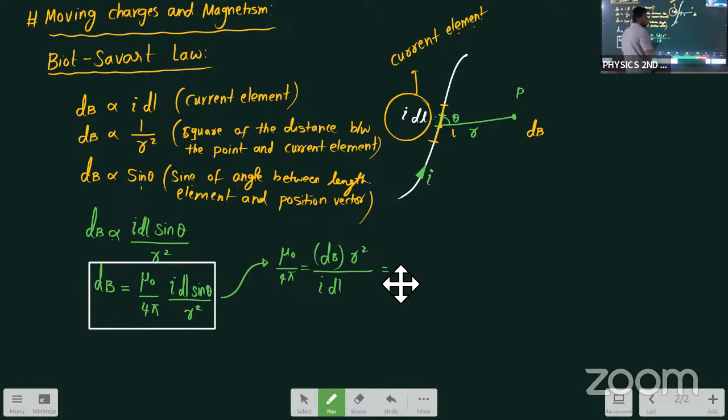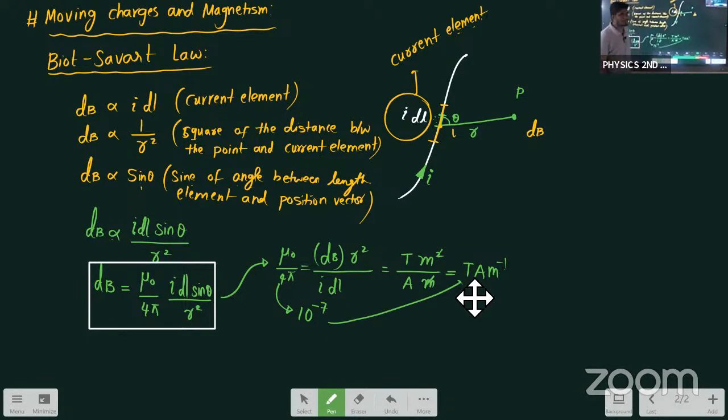So what will be the unit of magnetic field? It will be Tesla. And unit of R square will become meter square. And unit of I will become ampere. And unit of length element dl will become meter. So this meter and square will get cancelled. So what will be the unit for mu naught by 4 pi? It will become Tesla ampere meter inverse. And its numerical value is equals to 10 power minus 7. This is the unit. I hope you understood this thing.